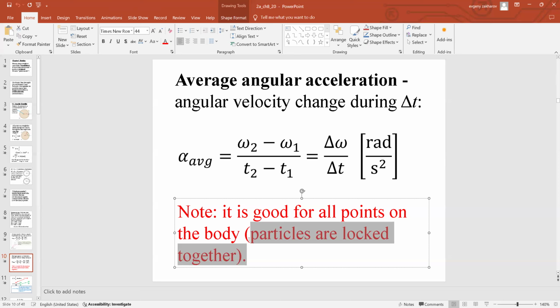Now all the particles are locked together. Remember that we're talking about a solid object. We are not talking fluids yet. We will discuss fluids in later chapters. For now, it's mechanics of a solid object. So consider all points on the body going through the same angular displacement with the same angular velocity, and therefore angular acceleration is the same for all the points that make up the object.